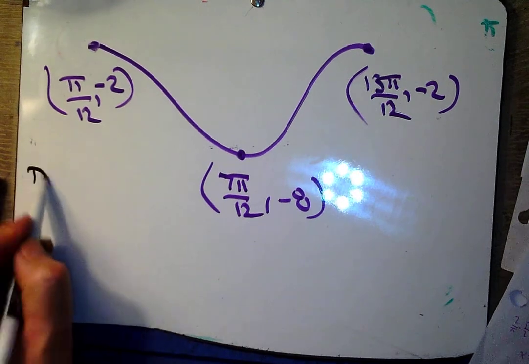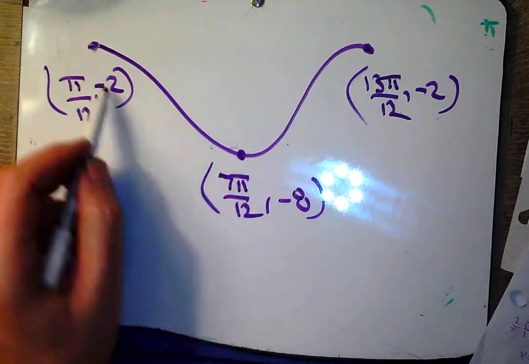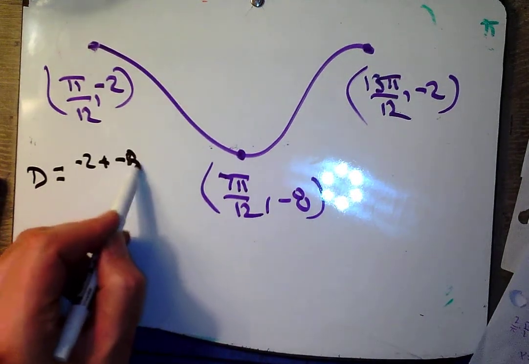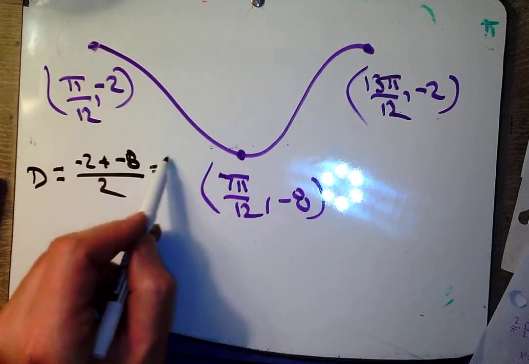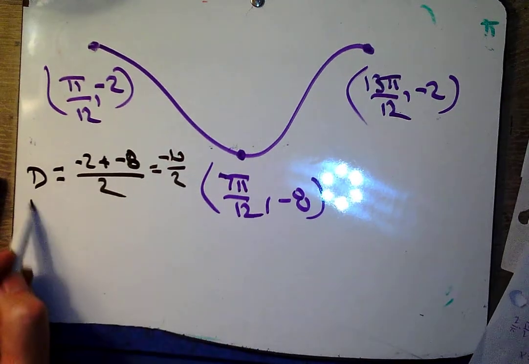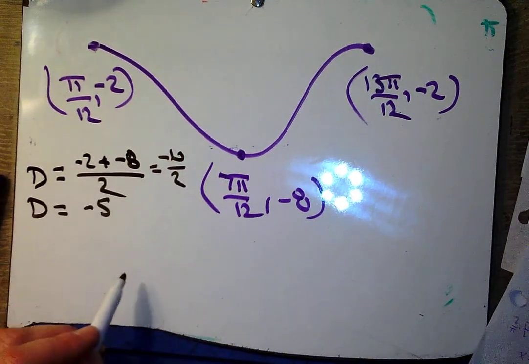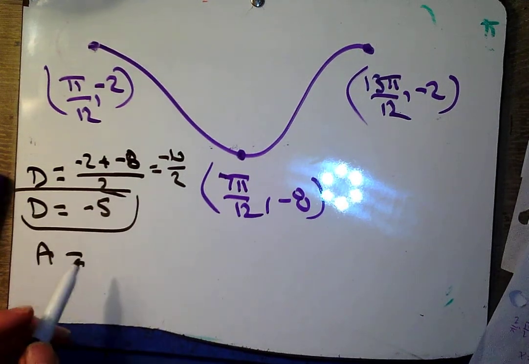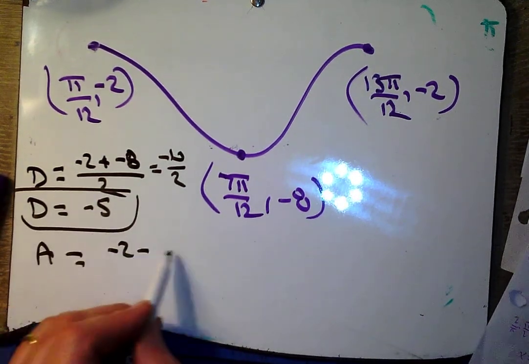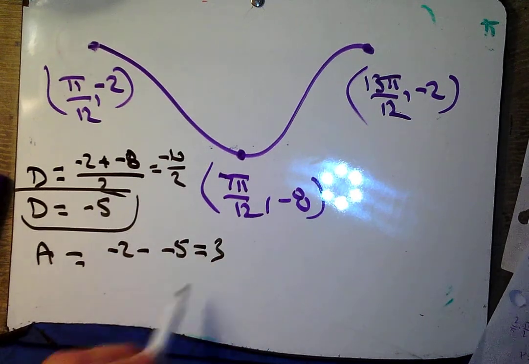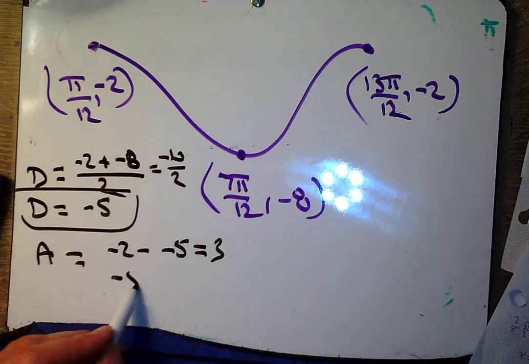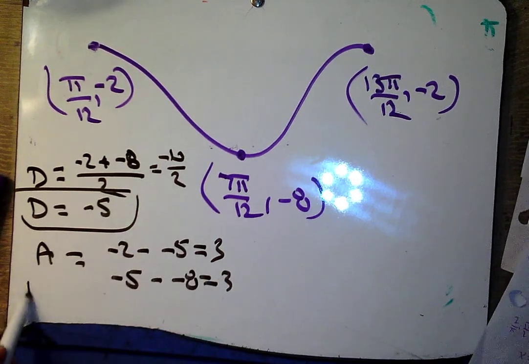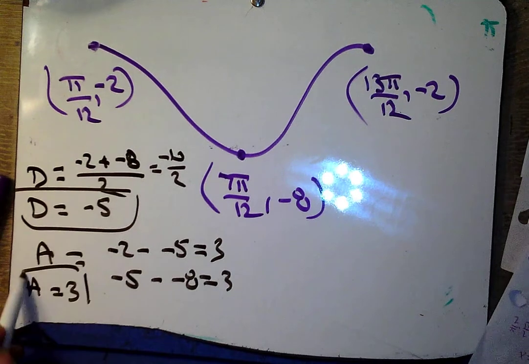So, d is the average of the high and low y values: minus 2 plus minus 8, divided by 2. It's minus 10 over 2, or d equals negative 5. Good. Now what about a? Well, a is minus 2 minus minus 5, or a is minus 5 minus minus 8, and in either of those cases I get that a equals 3.